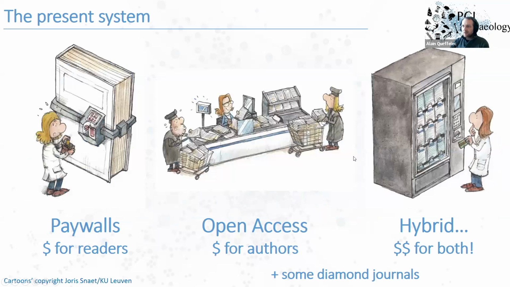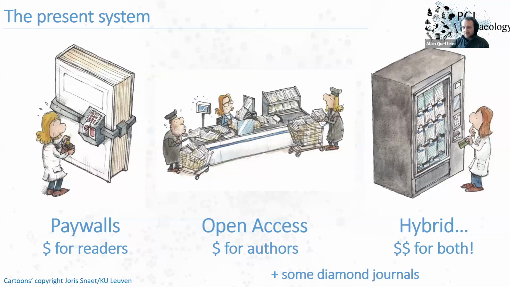As you probably know, the current system is mainly based on paywalled journals, so readers are paying to read the scientific publications. There is also the open access movement, and a lot of this open access is based on authors paying fees to have their publication published and freely accessible for readers. There are also a lot of journals which are still in the hybrid version. So everyone is paying here, both authors and readers and universities, etc.